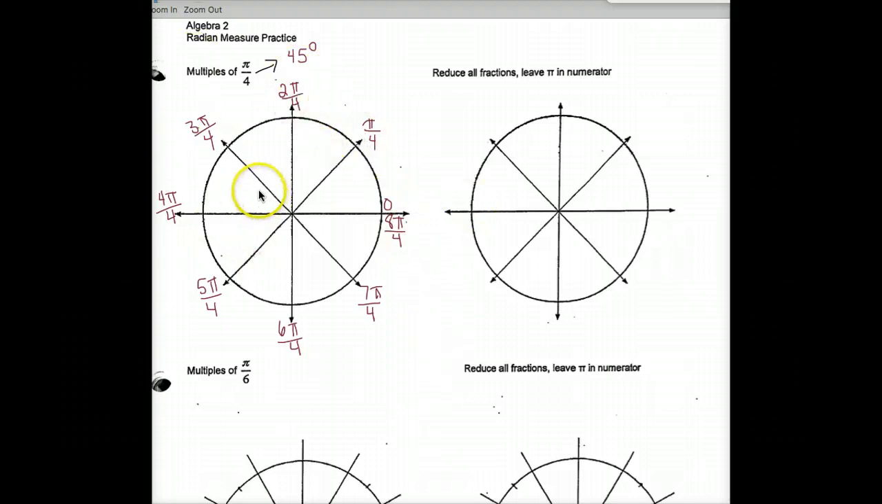So this is just counting. We keep the denominator the same, we keep the pi the same. Other than that, it's counting: 1, 2, 3, 4, 5, 6, 7, 8. Now we're going to reduce all of our fractions. Don't do anything with the pi. Leave it in the numerator.